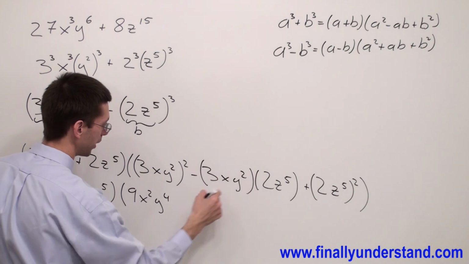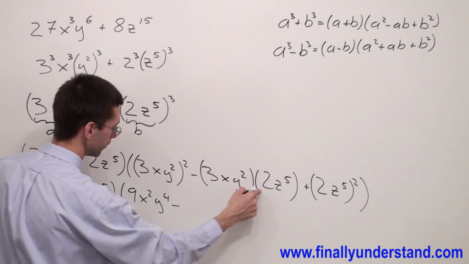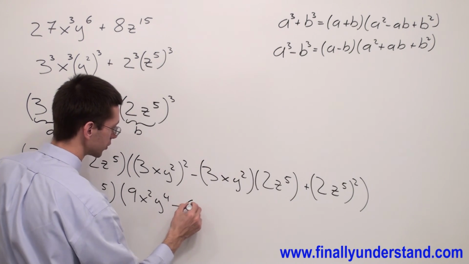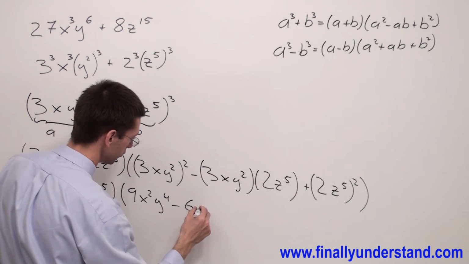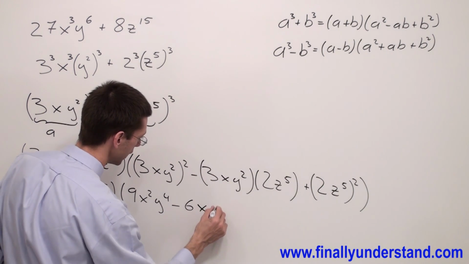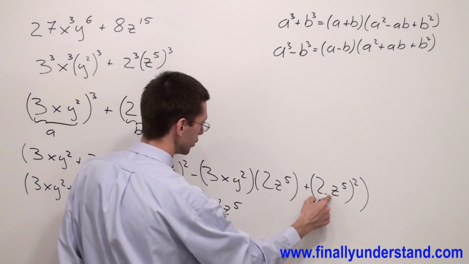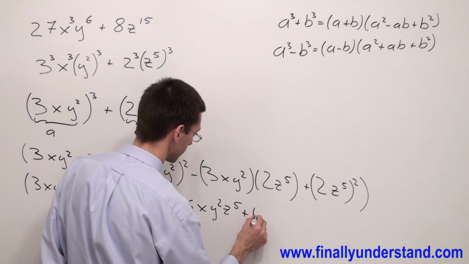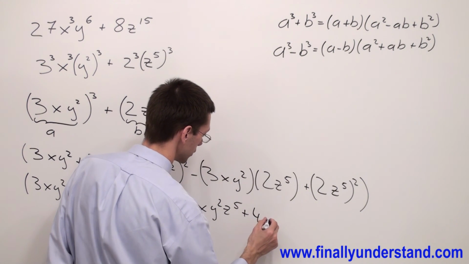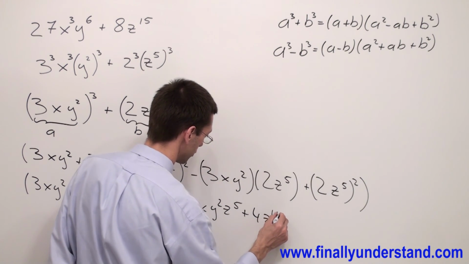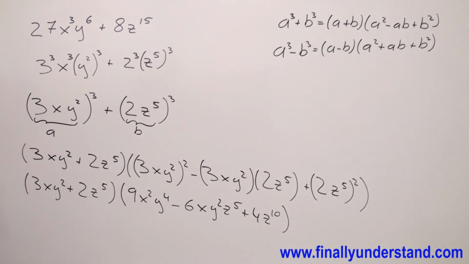Negative times positive is going to give me negative. 3 times 2 gives me 6. X y squared times z to the fifth is x y squared z to the fifth. 2 to the second power is equal 4. And z to the fifth raised to the second power is z to the 10th power. Close parenthesis. And this is the solution to my problem.